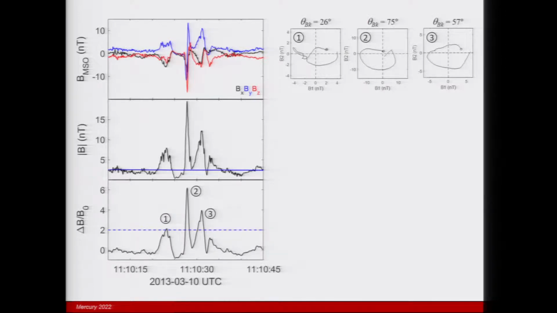Really nice SLAMS, short, large amplitude magnetic structures. You can see they are embedded, it doesn't show very well here, in a general ULF wave field. Some of these periods go very nonlinear and create these structures. And all these three structures are also linearly polarized, very similar to what we see at Earth.